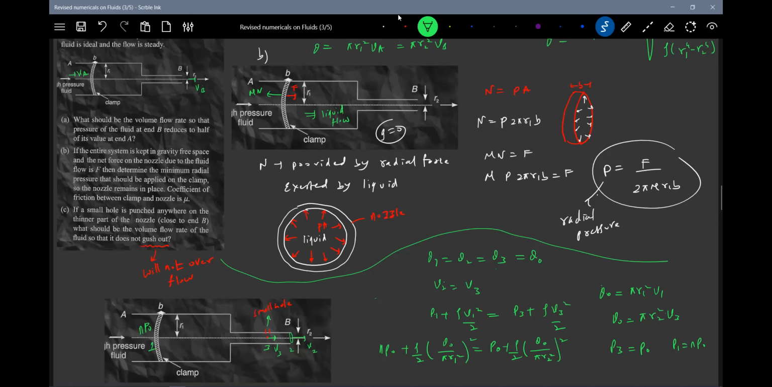If the pressure at that particular point at 3 is less than P naught, the liquid will not overflow. The hole is made. What is the strict condition? Just equal to P naught also we can manage, no? If the flow rate is just less than Q naught, it's enough.